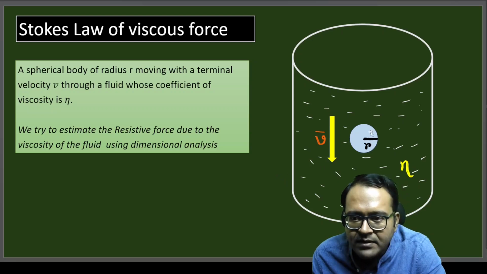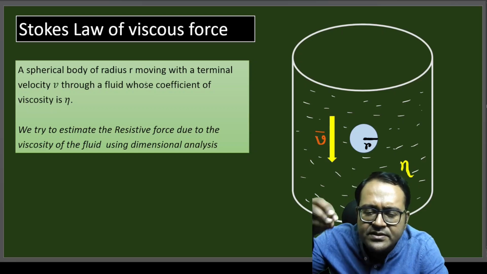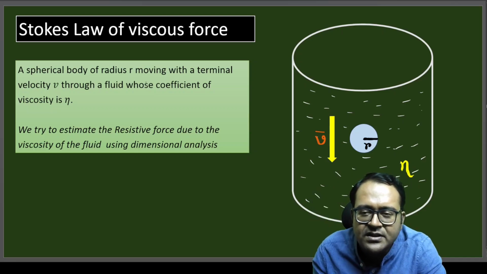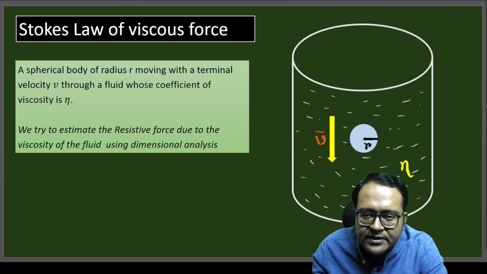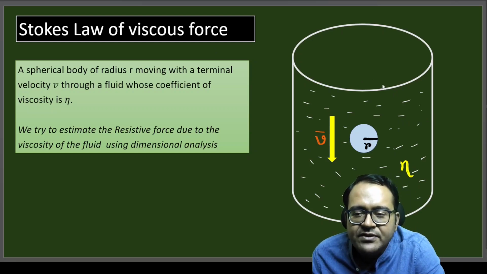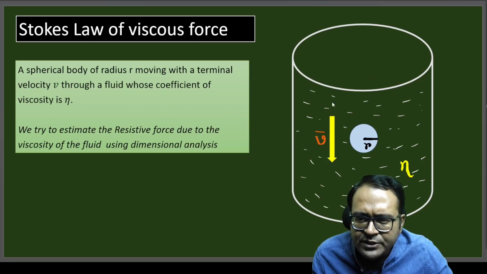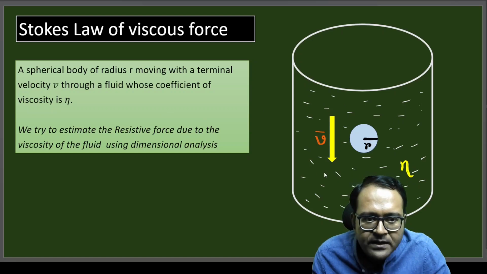Let's say we have a spherical body of radius r moving with a terminal velocity. What is terminal velocity? Terminal velocity is what you get if you drop a ball in a viscous liquid. First you do an experiment. You may do an experiment with oil, or paraffin oil, anything. After a few seconds, the velocity will increase, and after that, the velocity will become constant. That constant velocity is called the terminal velocity. And the coefficient of viscosity of the liquid is eta.